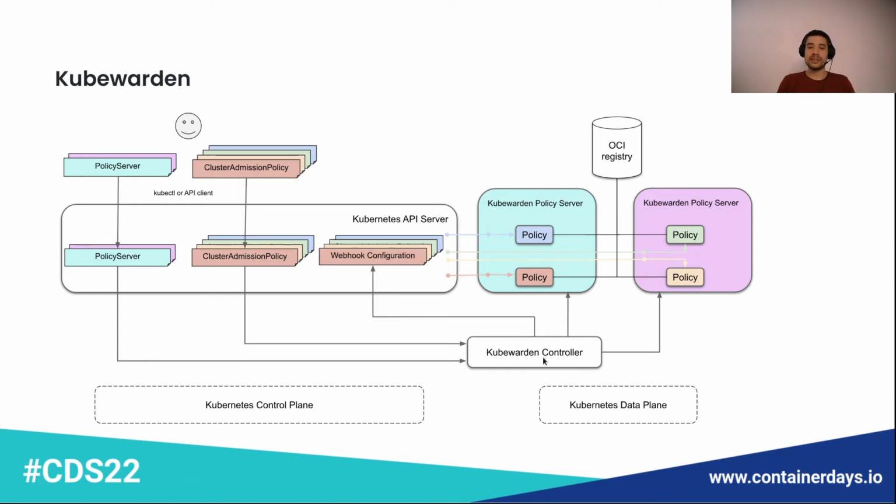Same happens for the policy. The controller is continually watching for new policies. Once we create a new policy, the policy server will instantiate the relevant policy in the policy server it's bound to. And once the endpoint is up and running, then it will create the webhook configuration.